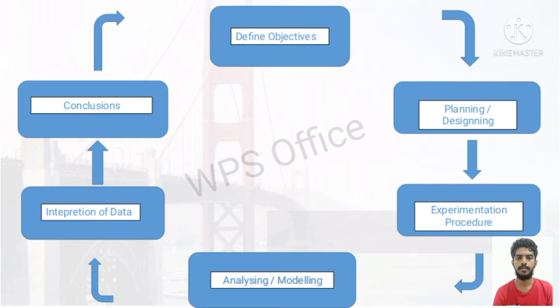In experimental design, there are 6 stages. The first is define objective. The second is planning and designing. The third is experimentation procedure. The fourth is analyzing and modeling. The fifth is interpretation of data, and finally conclusions.